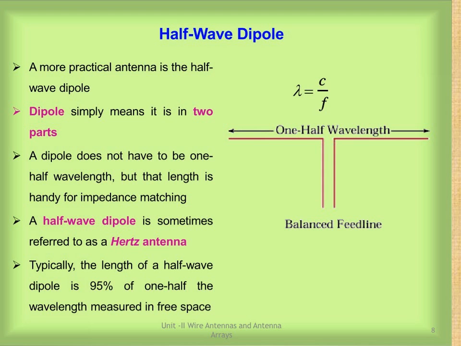Next, we go directly to the half-wave dipole antenna. The half-wave dipole antenna is a balanced feed.